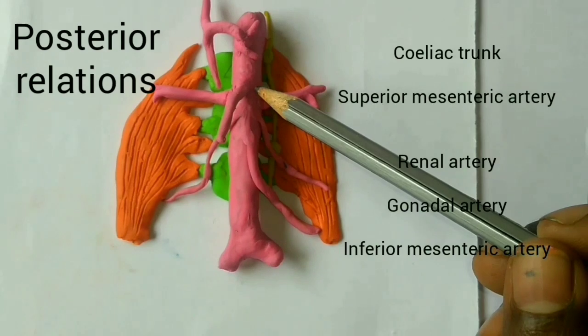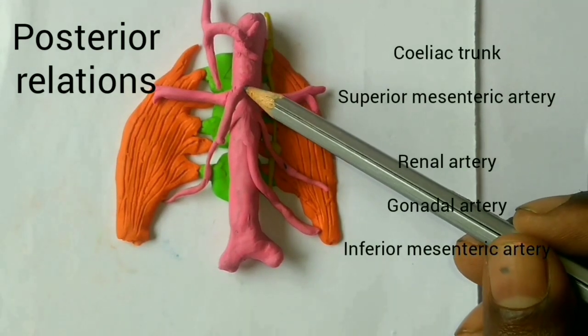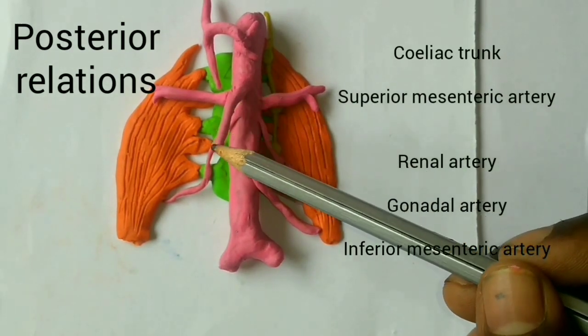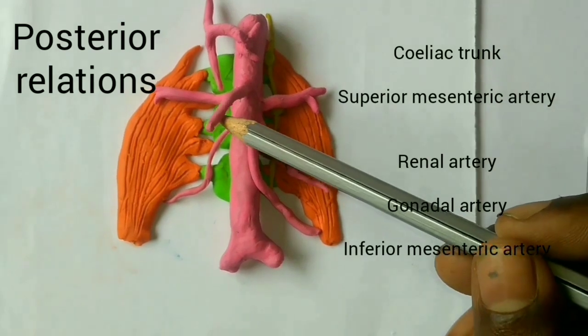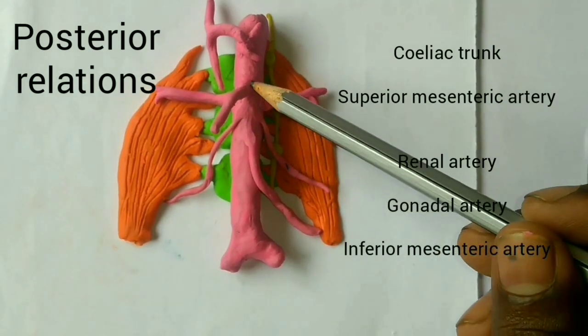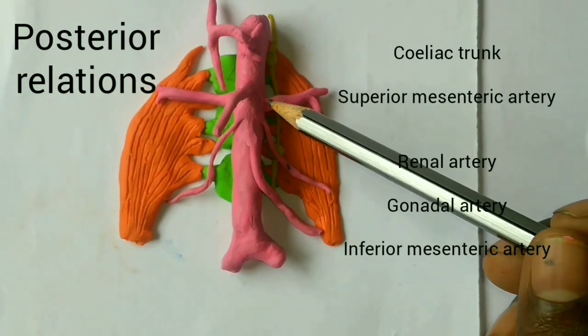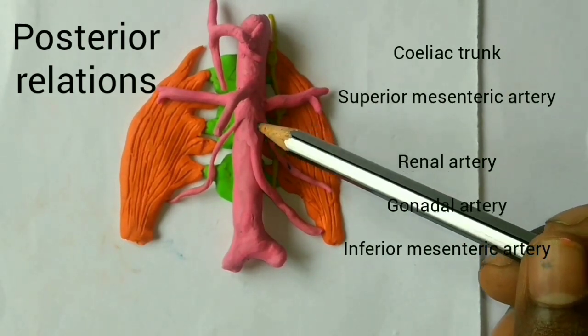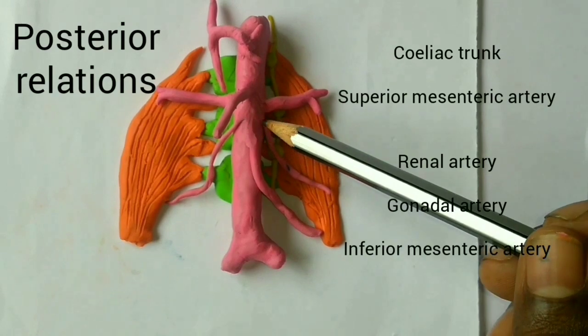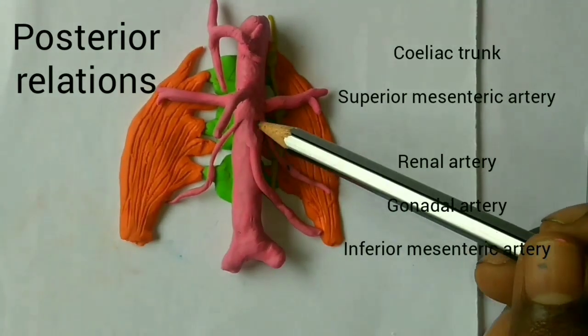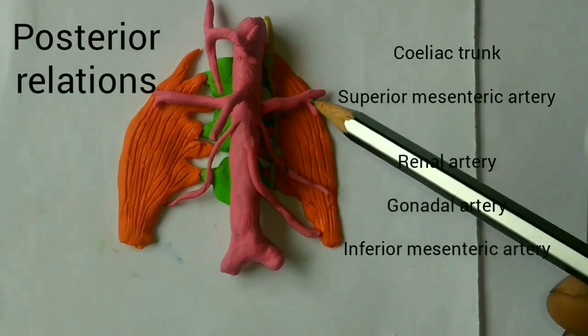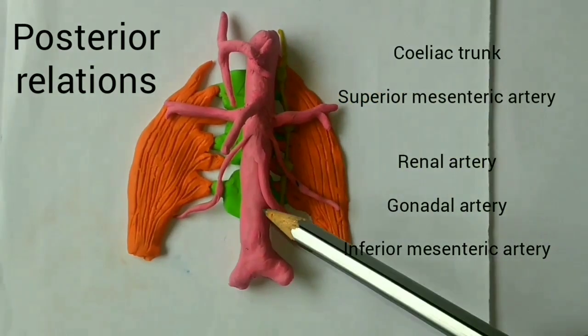Okay, the next branch which is arising is the superior mesenteric artery. You can see this is actually the superior mesenteric artery, and these two from either side are the renal arteries. Okay, renal arteries. Below that we can see these two are the gonadal arteries, either testicular or ovarian arteries. Okay, then at last you can see this branch.